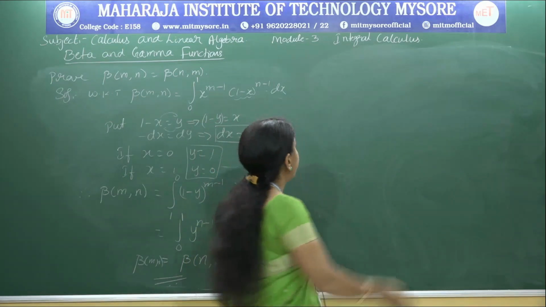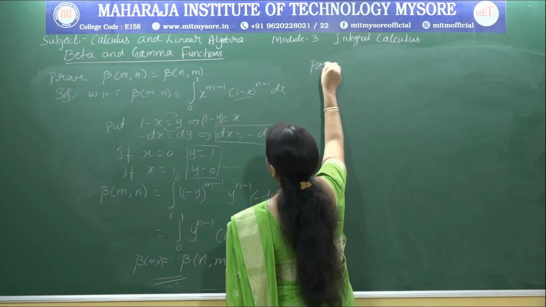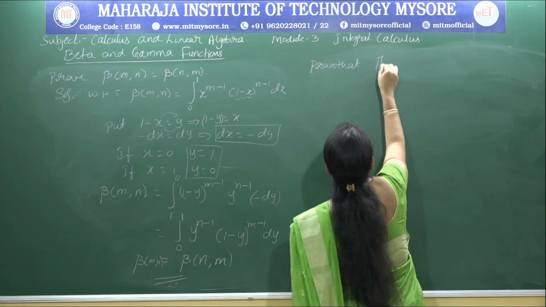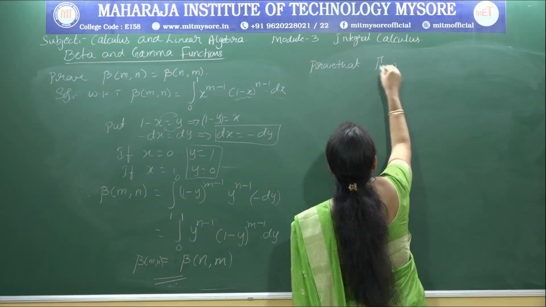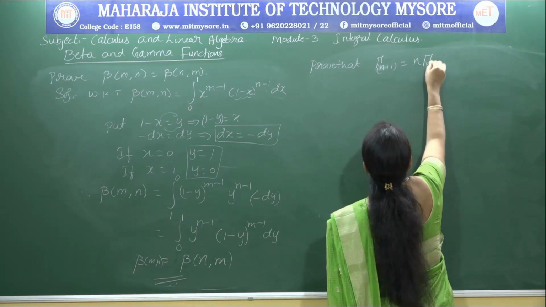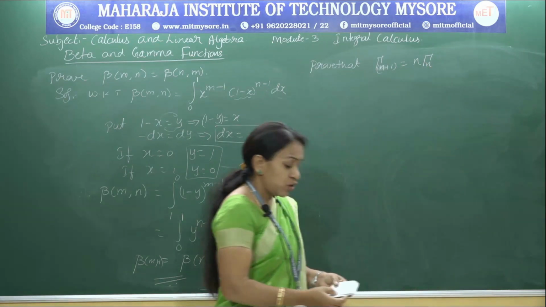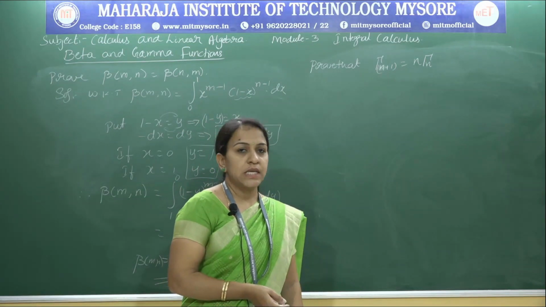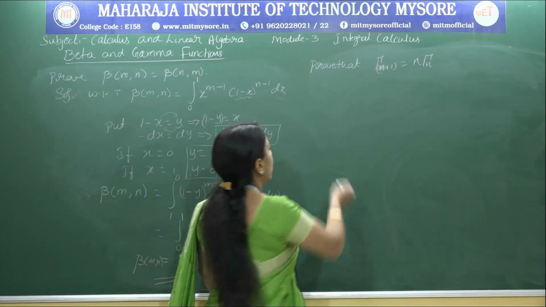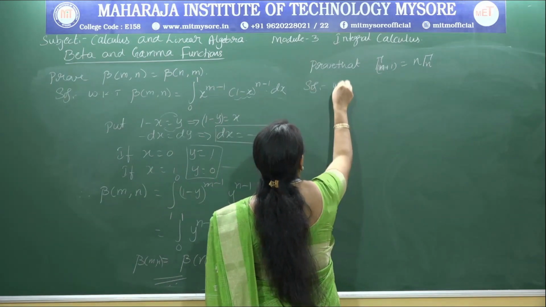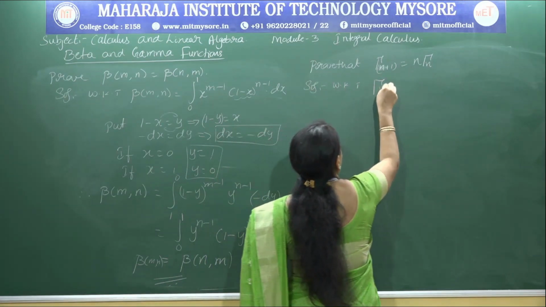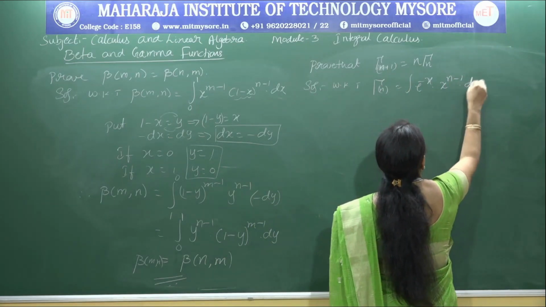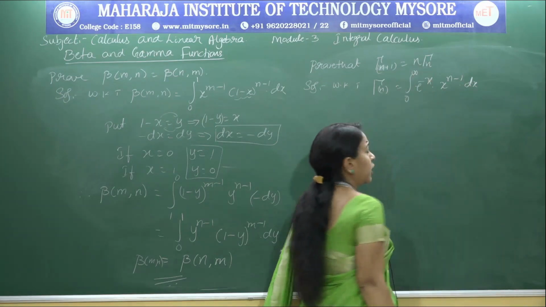Now the second property is: prove that gamma n plus 1 is nothing but n into gamma n. We are supposed to prove that gamma n plus 1 is n into gamma n. So to prove this result, let me define what the gamma function is. We know that gamma n is equal to the integral of e power minus x into x power n minus 1 dx between the limits 0 to infinity.